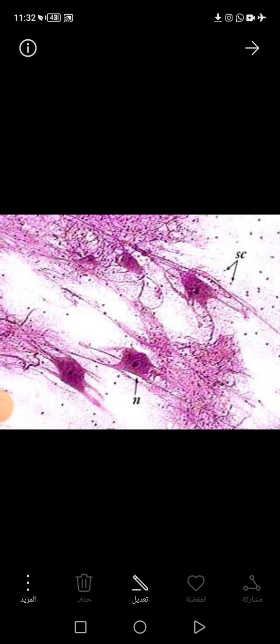This is an example of H&E-stained neuron cells. As you see, the axon and the nucleus. Guys, try to determine the nucleus by your eye. The most important thing for a beginner who studies histology is to determine the structures of the cell.